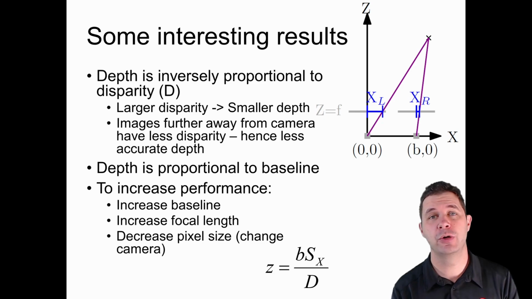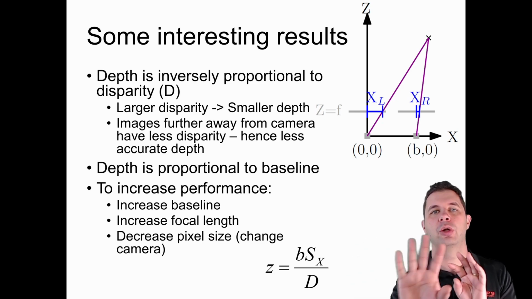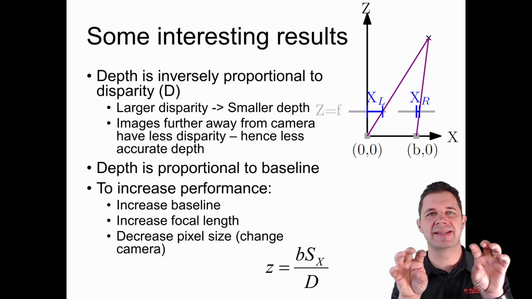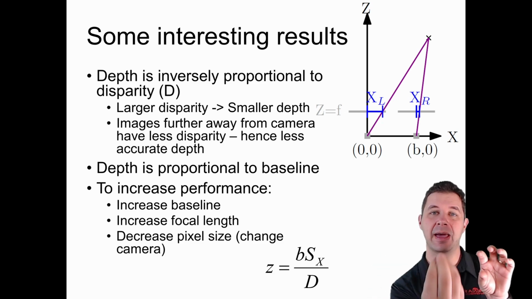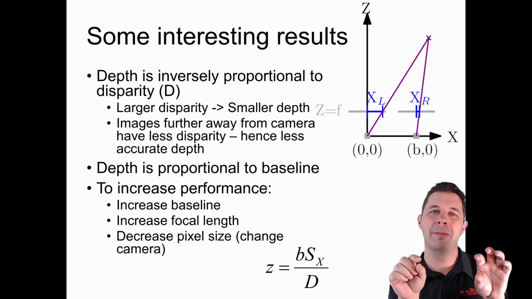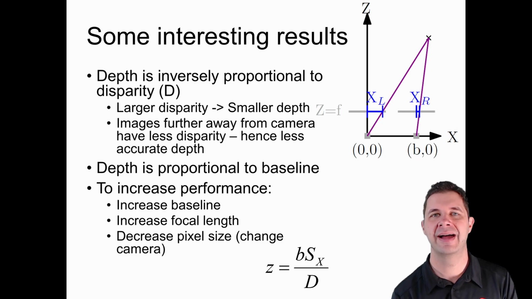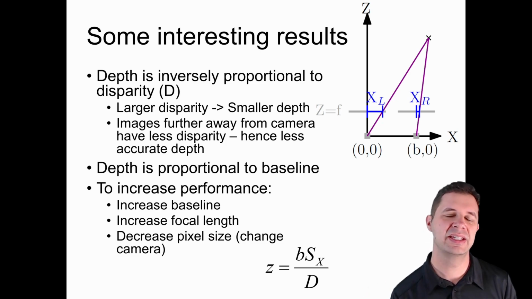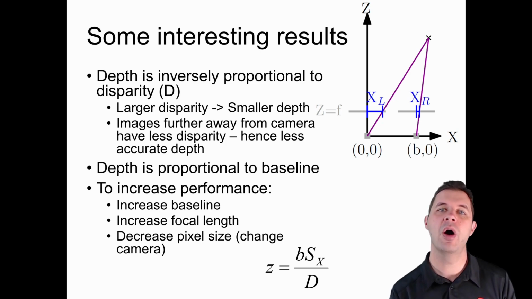Our depth is also proportional to baseline. And so if we want to calculate for objects that are further away, we'll need to adjust our baseline of our camera to be further apart. However, if we then try and take an image of something that's quite close, we might not be able to see that image or match that image correctly between our two different cameras if the baseline's too large. So there we have a few different ways we can improve our images: increasing our baseline, increasing our focal length, and also decreasing our pixel size. In other words, getting a better camera with a higher resolution.